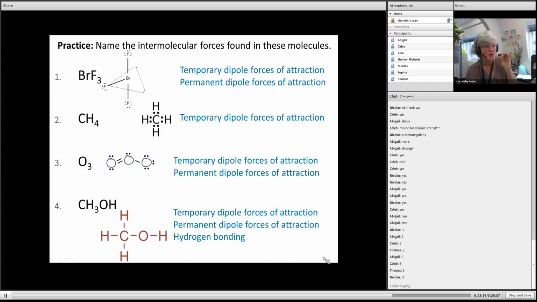So the students often just focus on permanent here, temporary there, hydrogen bonding there. Remember, it does have all 3. And if it's a very big molecule, the temporary dipole force of attraction can be quite strong.